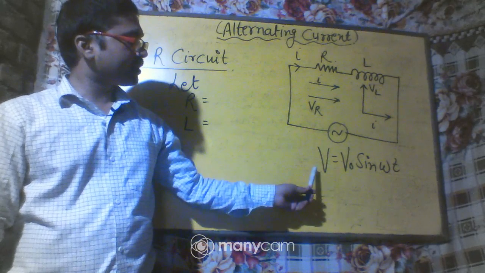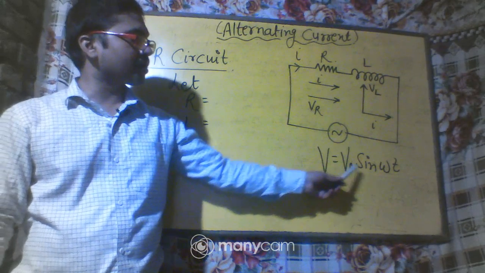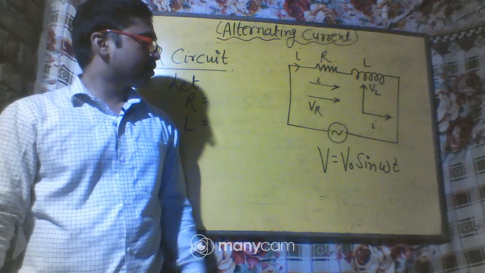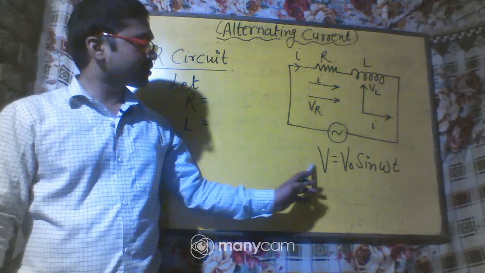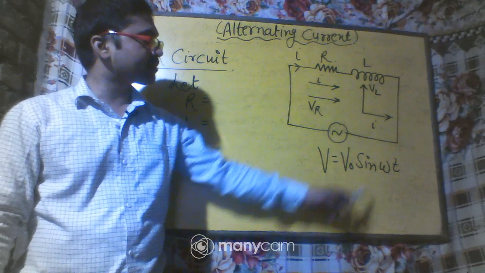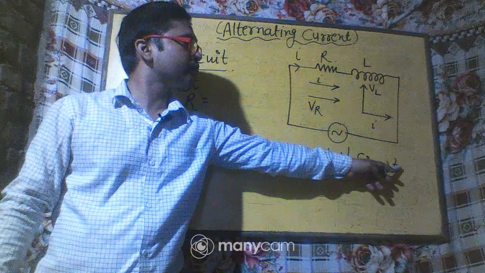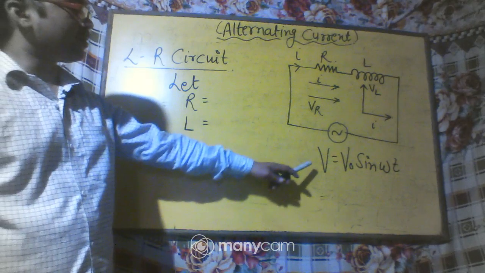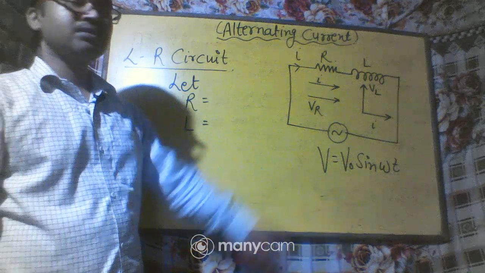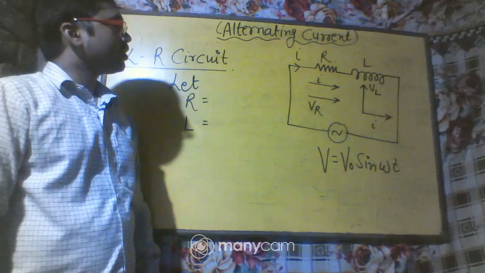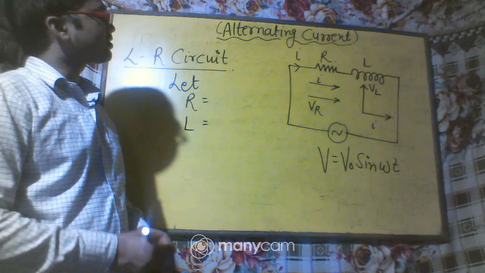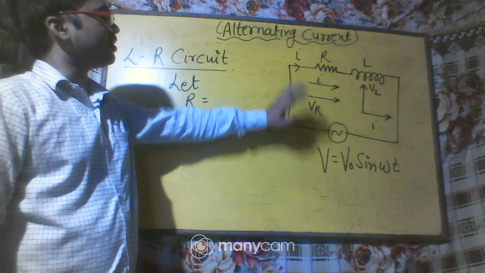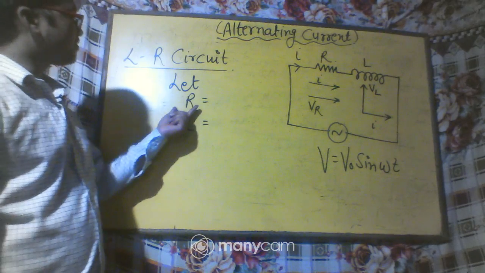You can take the equation as V = V0 cos ωt also, but in general we take it like this. You can take some initial phase φ also, but generally we take the equation V = V0 sin ωt with zero phase. So let us discuss this circuit.